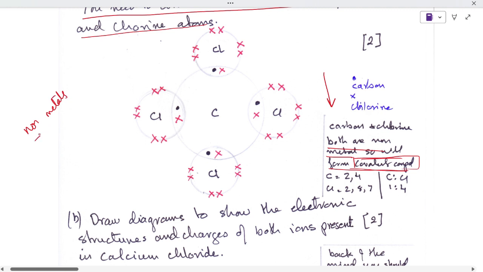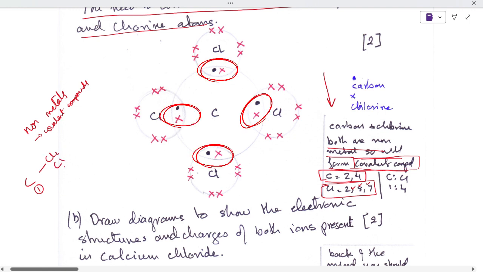Next, you should know the atomic numbers of carbon and chlorine. Carbon's atomic number is 6, so its configuration is 2, 4. Chlorine's atomic number is 17, so its configuration comes out to be 2, 8, 7. So one carbon needs 4 electrons to complete its octet. Now carbon is going to share 1 electron each with chlorine. So there are going to be 4 chlorines, and there are going to be 4 pairs shared between carbon and chlorine, 1 pair with each chlorine.